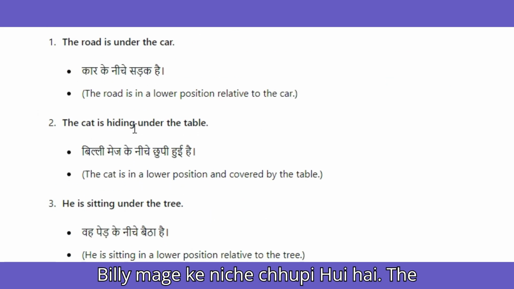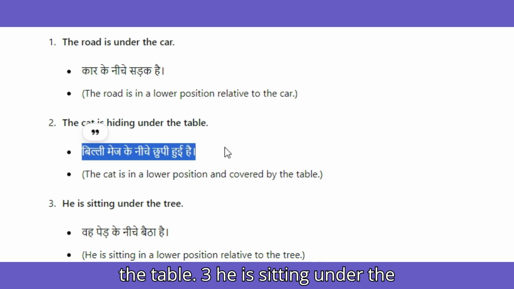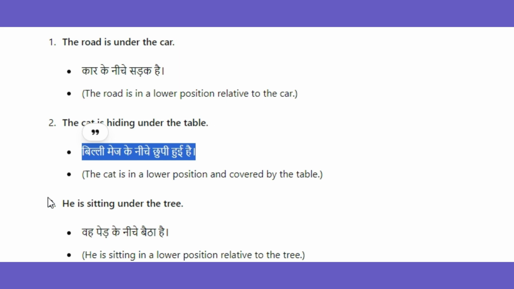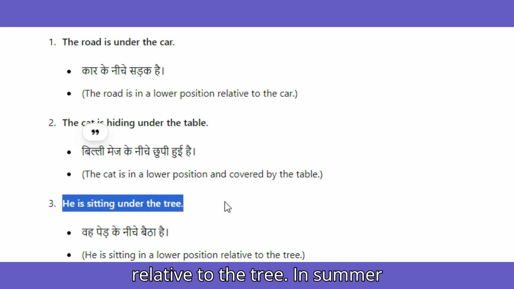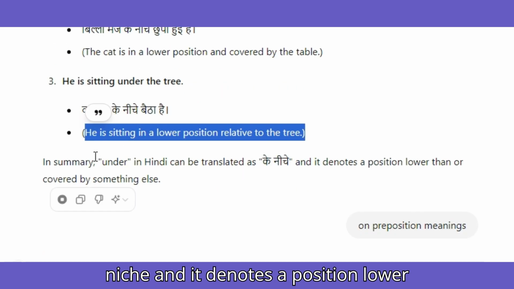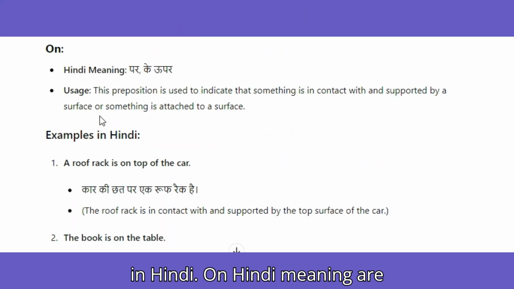2. The cat is hiding under the table. बिल्ली मेज के नीचे छुपी हुई है. The cat is in a lower position and covered by the table. 3. He is sitting under the tree. वह पेड़ के नीचे बैठा है. He is sitting in a lower position relative to the tree. In summary, under in Hindi can be translated as ke niche, and it denotes a position lower than or covered by something else.